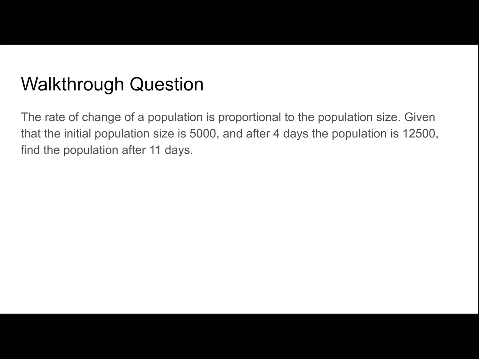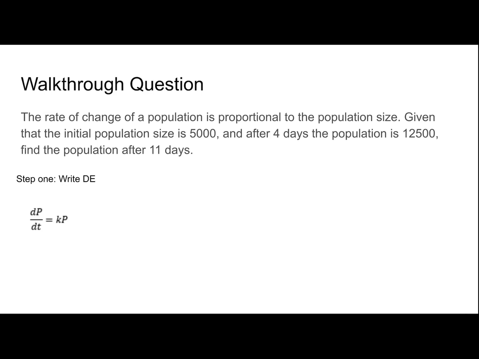Alright, so first things first, we're going to be writing our differential equation. The rate of change is proportional to a population size. So therefore, writing the differential equation, dP over dt, the rate of change of the population, equals kP, which is some constant times that population, since it's proportional to the population size at any time.